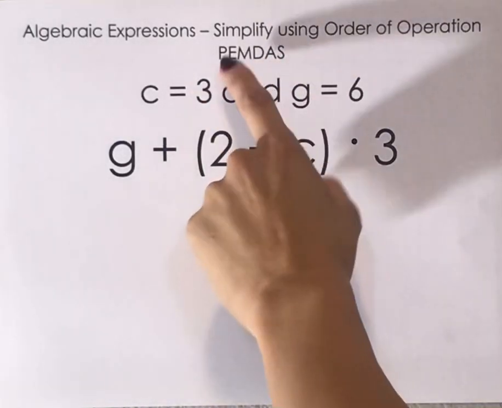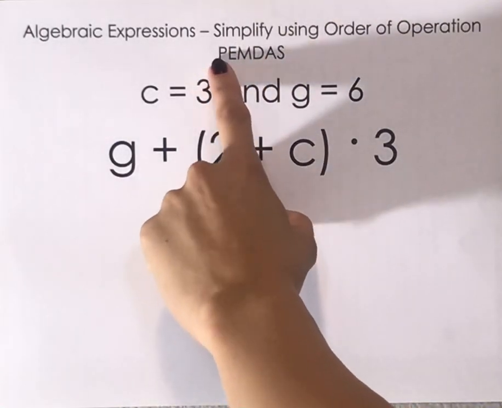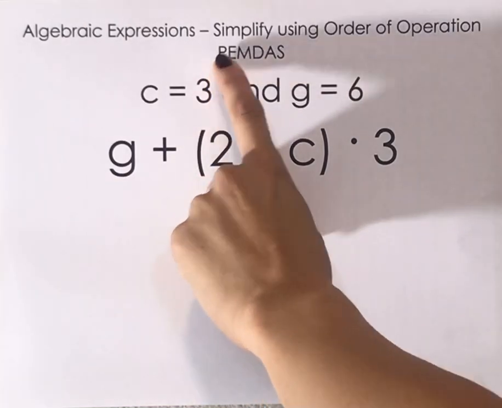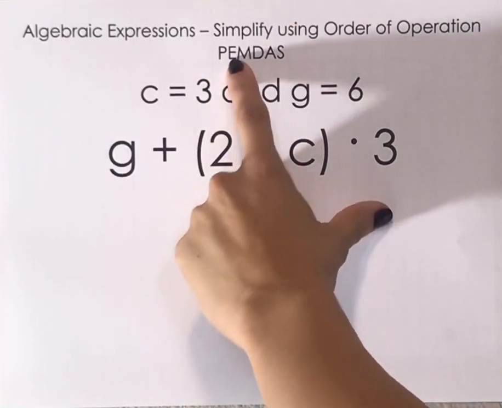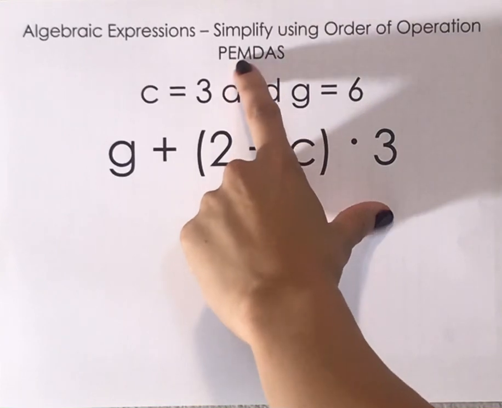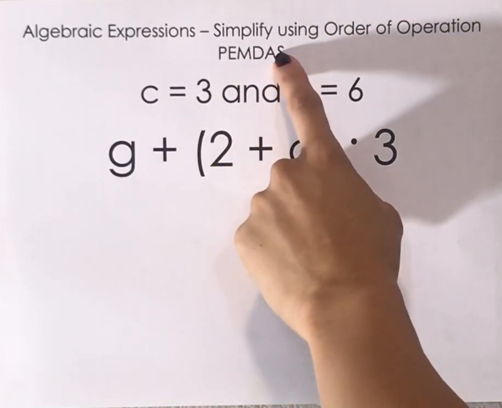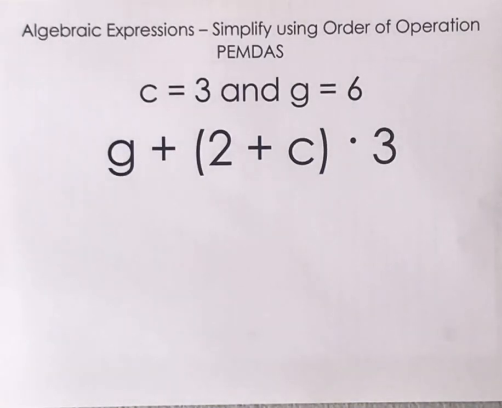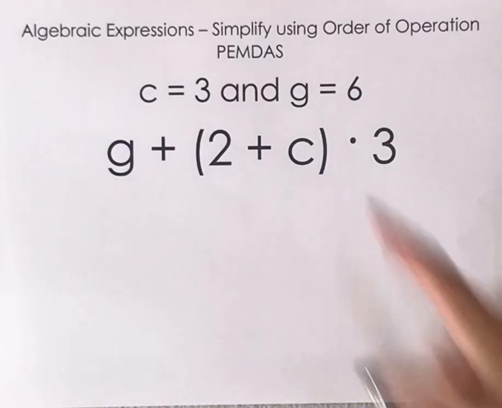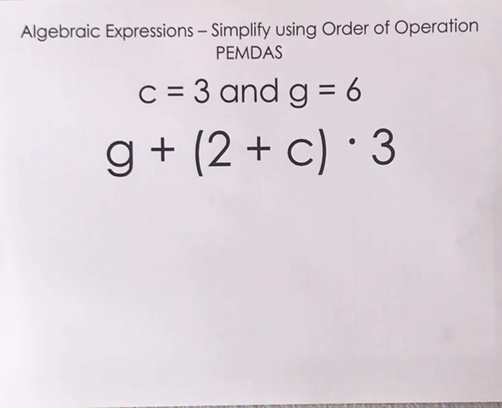And what this means is I'm going to solve anything in parentheses first. Then I'm going to solve any exponent that I see. Then I'm going to multiply, divide, add, and then subtract in that order. You cannot go in any order that you want. You have to use that order.